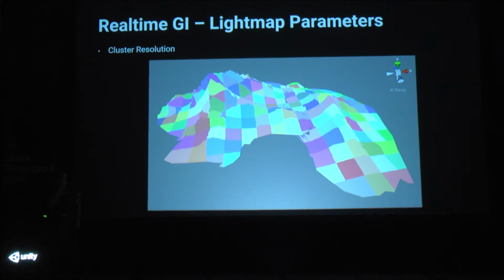Sometimes you may consider increasing the cluster resolution, especially if you notice you're not catching some of the bounce lights. For example, you have a red color wall and there's a white color floor. If light bounces off the red color wall to hit the floor, you may expect some red tint on the white color floor, right? But if the voxel size is not big enough to catch that, then you will not see that bounce red color tint on the floor. For this kind of situation, you may consider increasing your cluster resolution to capture that.